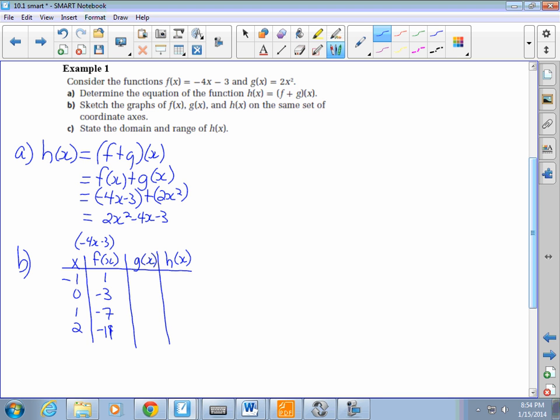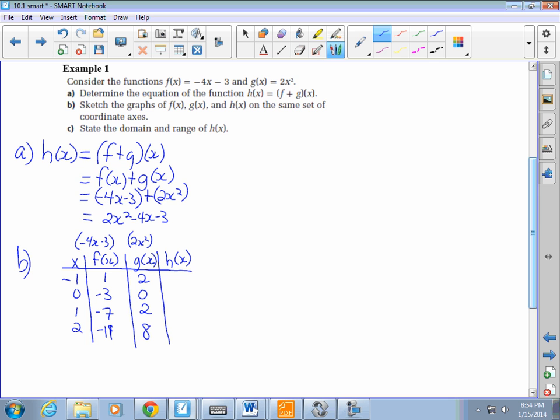So g of x, and g of x was equal to 2x squared. So x squared, if I substitute a negative 1, that's positive 1, so that's a 2. If I substitute a 0, it's just 0. 1 gives 2, and 2 will give me 8.